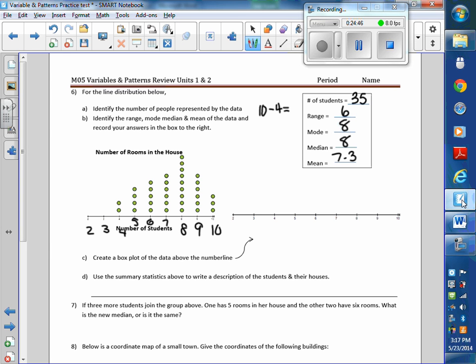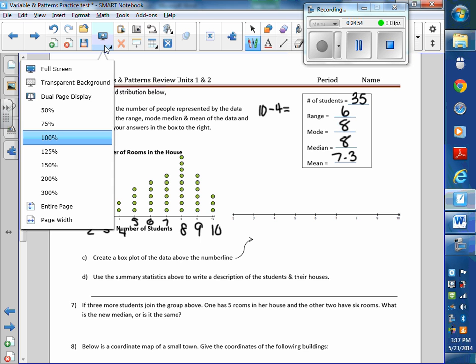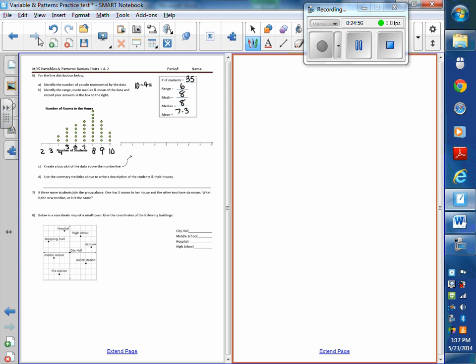Wait, I got 7.3, but then I rounded down. Okay, so are you ready for me to go through this with you? I'm confused. How did you get 6? Highest number is 10, lowest number is 4. The range is the difference between the highest number and the lowest number.